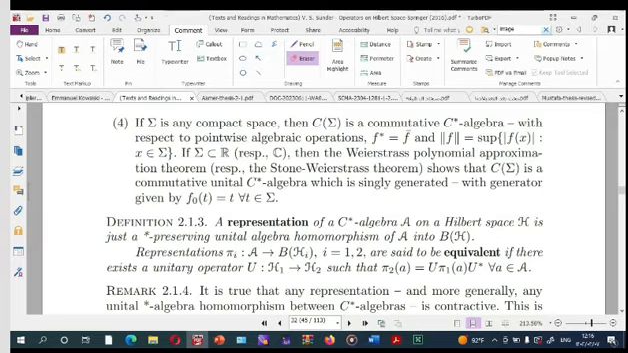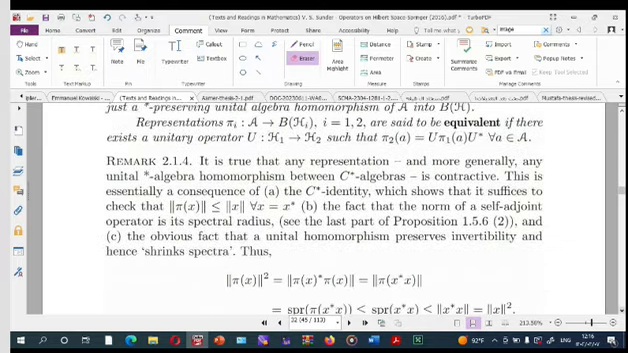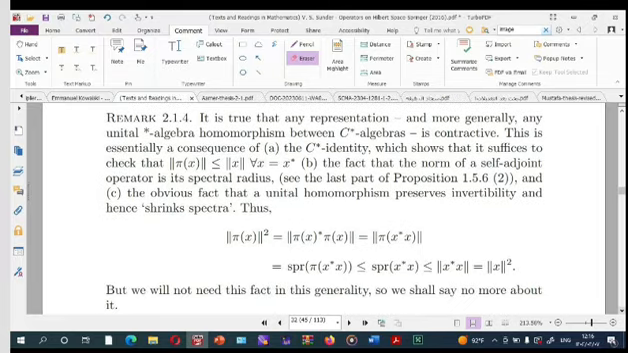For any A in A, P2 of A equals U P1 of A U star. And we have this remark. Please read this, it is very important. A, B, and C, and you know this. This reviews these four representations.